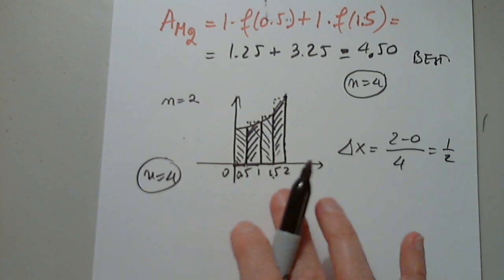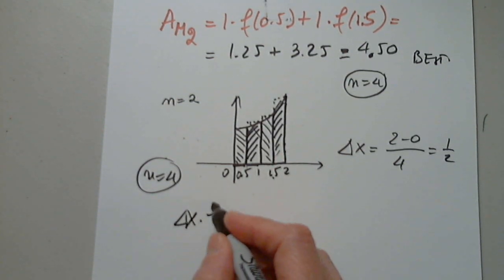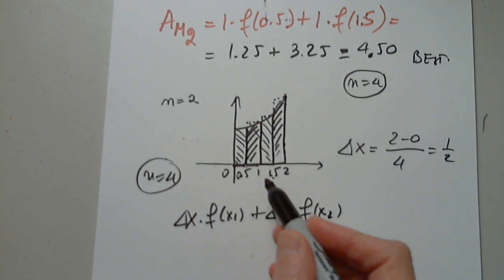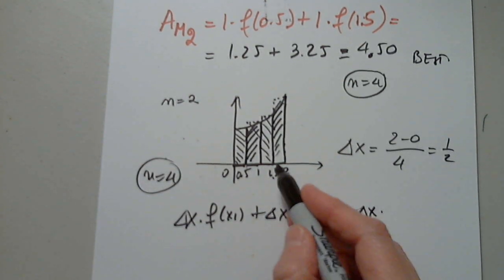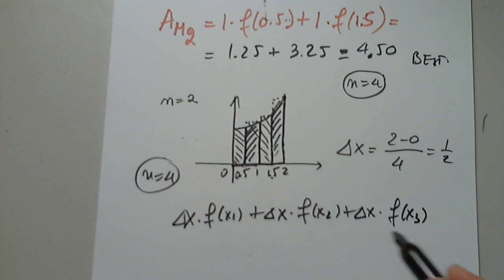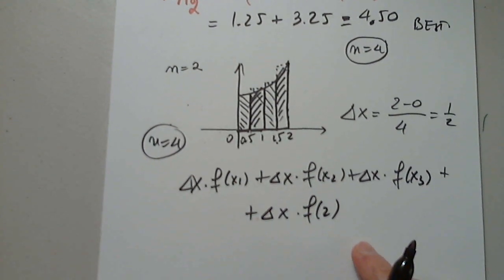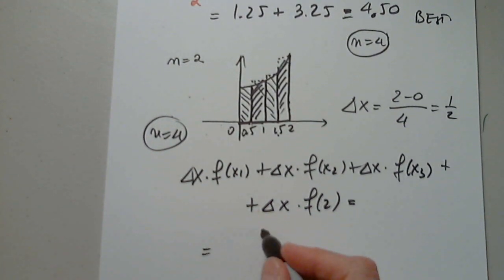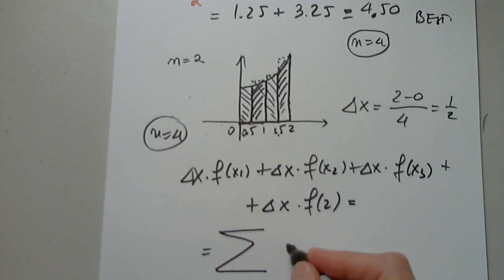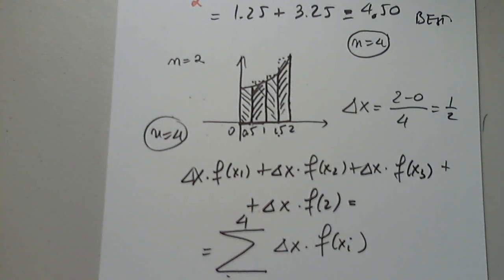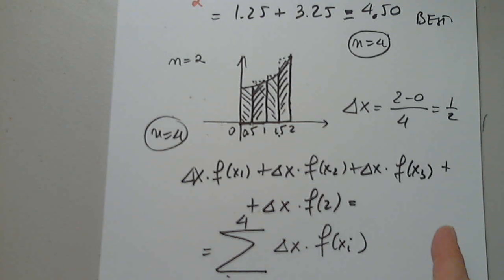So remember what we just did. Delta x times f of x1 plus delta x times f of x2 plus delta x times f of x3, where x3 is 1.5, plus delta x times f of 2. Well, that's the connection to this. Nobody wants to write this. What if they're 10, 16, 64? No.